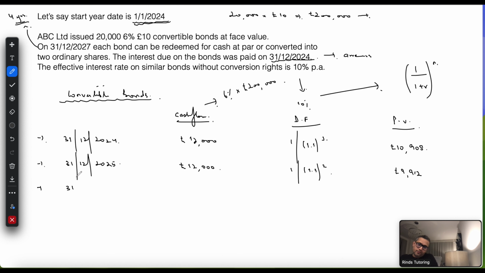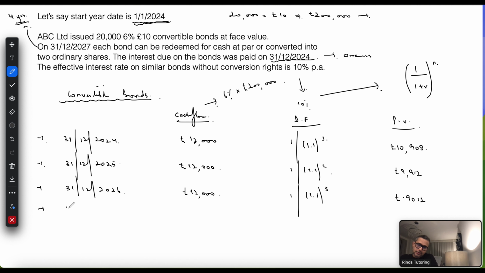Do again for year 3. The life of the convertible bonds is 4 years, so go up until 2027. So this is 2026. Take 12k, 1 over 1.1 to the power of 3, and your present value is going to be 9,012.